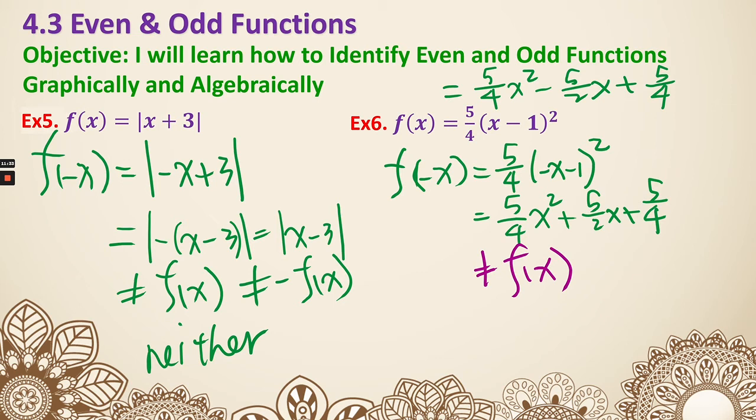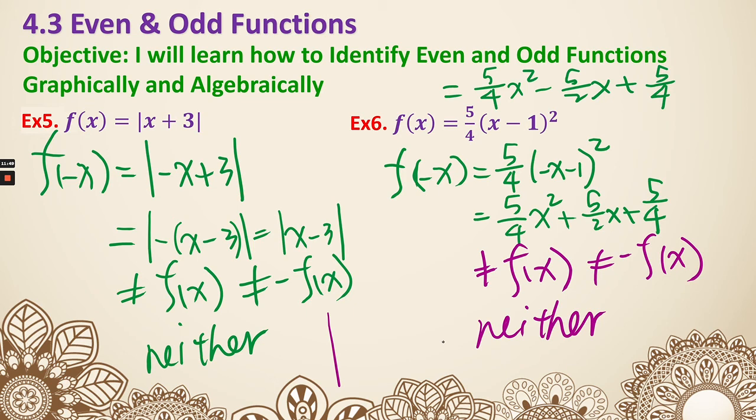And if we want everything to be the opposite, the front needs to be a negative 5 over 4 x squared, which is not the same. So it's not the same as negative f of x. So it's going to be neither. And if you graph example 5 on your calculator, that would give you a graph like that. And if you graph this one on your calculator, it's going to give you something like that. So you can see it's not symmetric to the y-axis or symmetric to the origin.